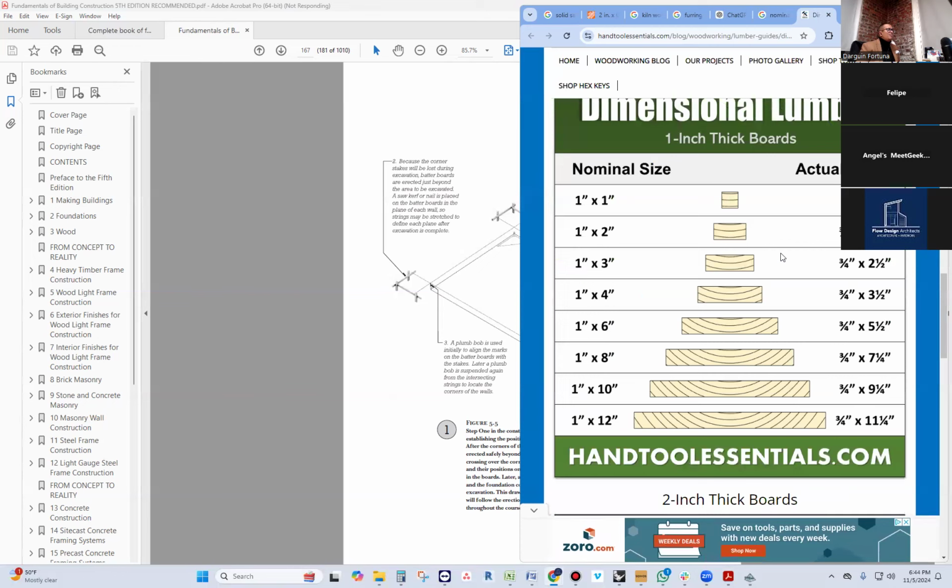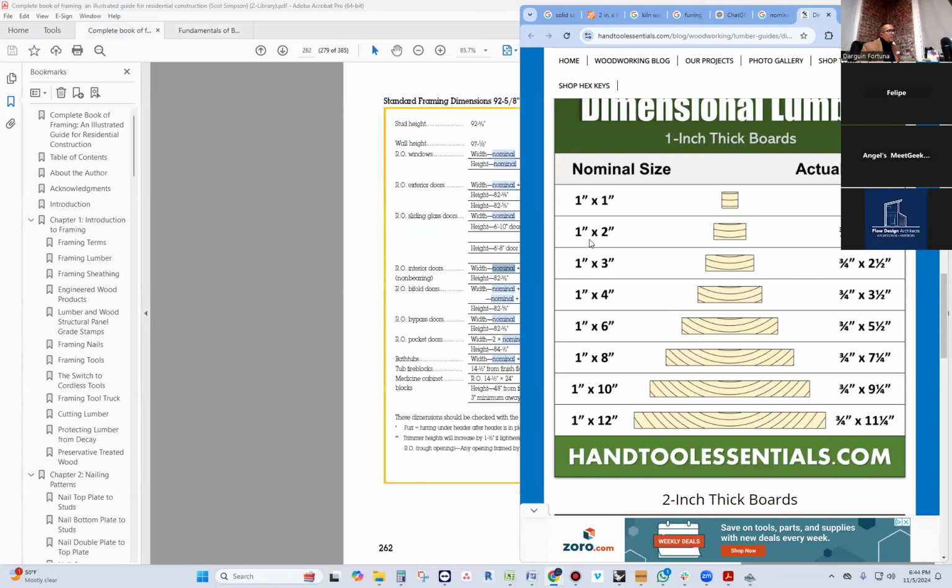So I do not want anyone ever putting 1 inch by 1 inch. That's not true. That's incorrect. A 1 by 1 is not 1 inch by 1 inch. It's actually 3/4 of an inch by 3/4 of an inch. Okay? A 1 by 2 is not 1 inch by 2 inches. So I do not want to see anyone ever calling it 1 inch by 2 inches.